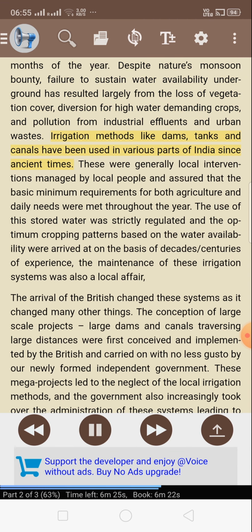Irrigation methods like dams, tanks, and canals have been used in various parts of India since ancient times. These were generally local interventions managed by local people and assured that the basic minimum requirements for both agriculture and daily needs were met throughout the year. The use of this stored water was strictly regulated, and the optimum cropping patterns based on the water availability were arrived at on the basis of decades, centuries of experience. The maintenance of these irrigation systems was also a local affair.